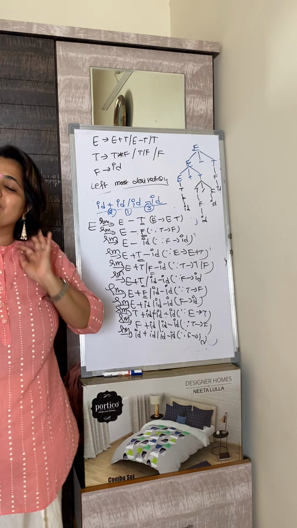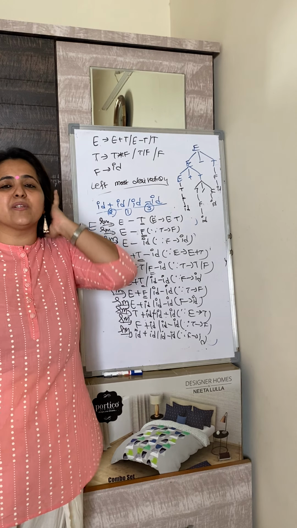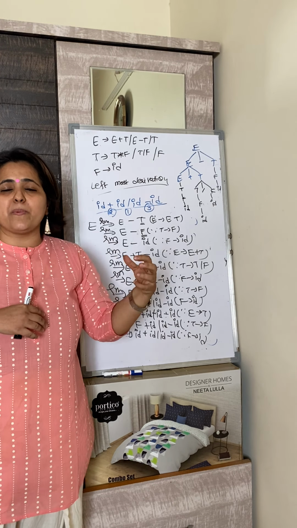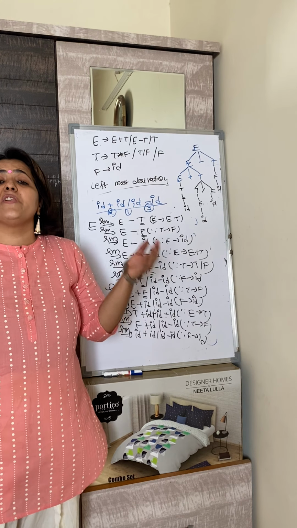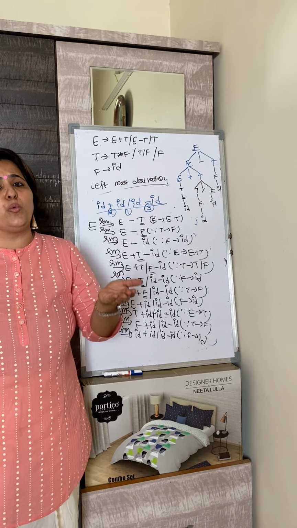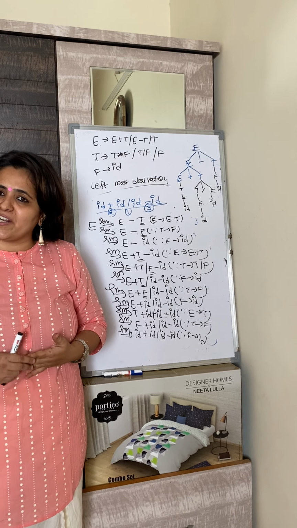So in the next lecture we are going to start with top-down parsing, and the first parser which we are going to discuss is the LL1 parser. Now, top-down parsers can never work with left recursive grammar. If we apply left recursive grammar to top-down parsers, they will end up in an infinite loop. So the first thing we are going to discuss in the next lecture is elimination of left recursion.